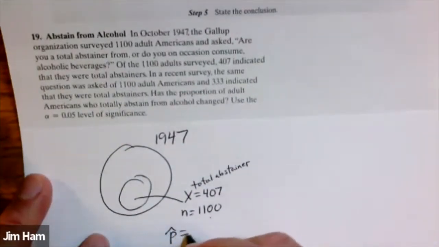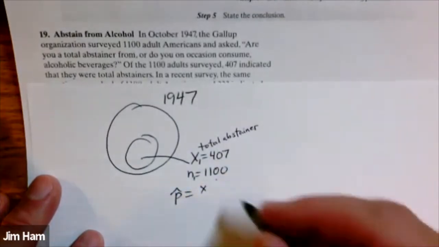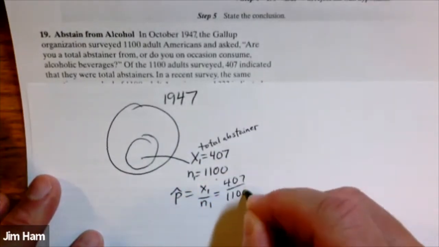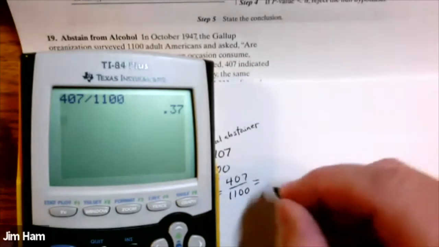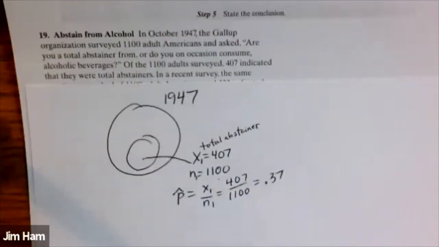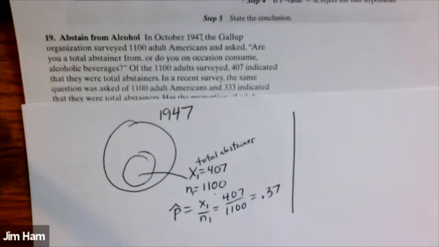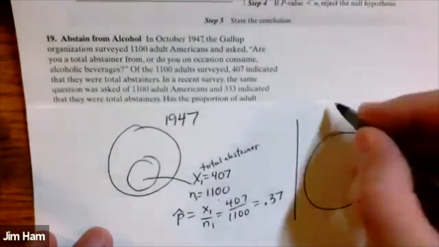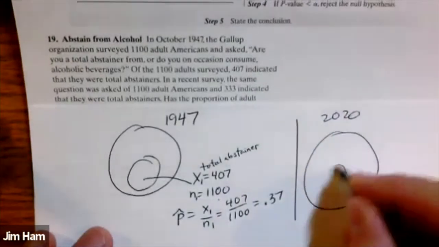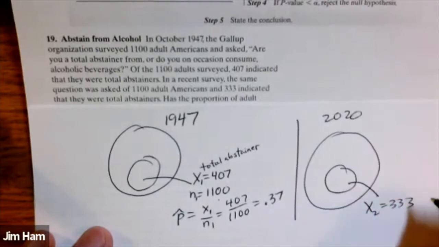All right, let's calculate the sample proportion way back when. We're going to call these X1. So this would be our first group, way back when. X1 divided by N1. All right, so back then, 407 divided by 1,100 is 0.37, so 37% did not drink at all. All right, in a recent survey, the same question was asked of 1,100 Americans, and 333 said they were total abstainers. It doesn't say current year, so I'll just say 2020. We take a sample, and we find that 333 out of the 1,100.